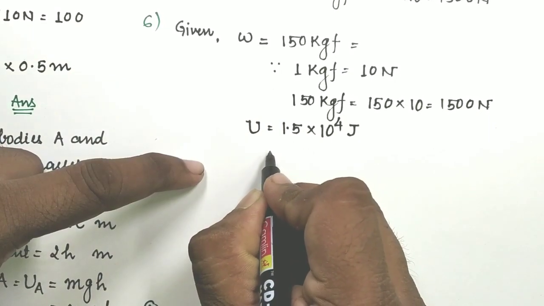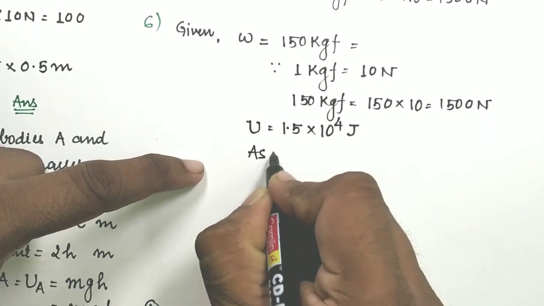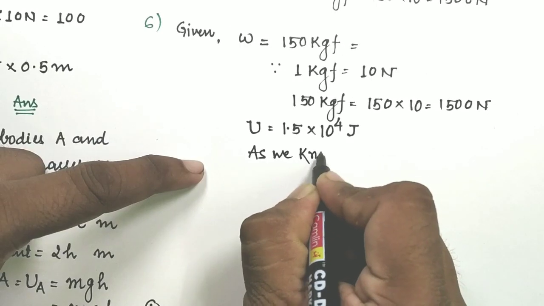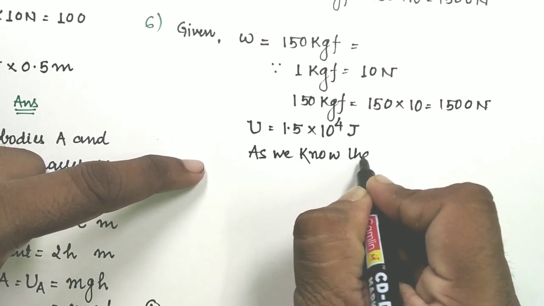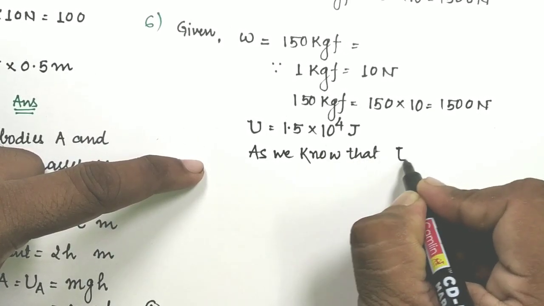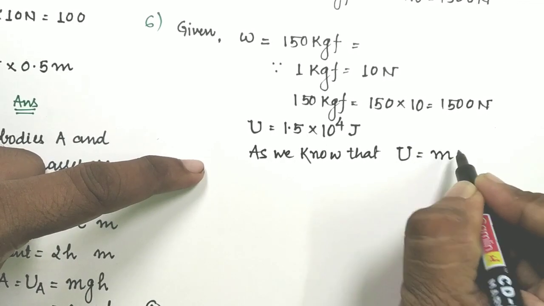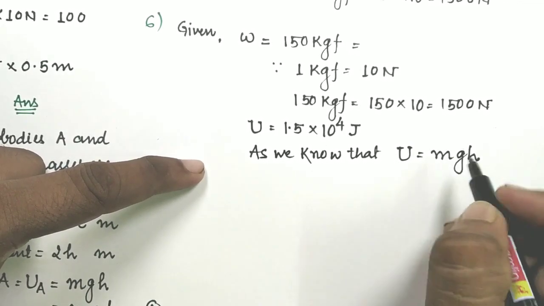So as we know, the gravitational potential energy U is equal to mgh.